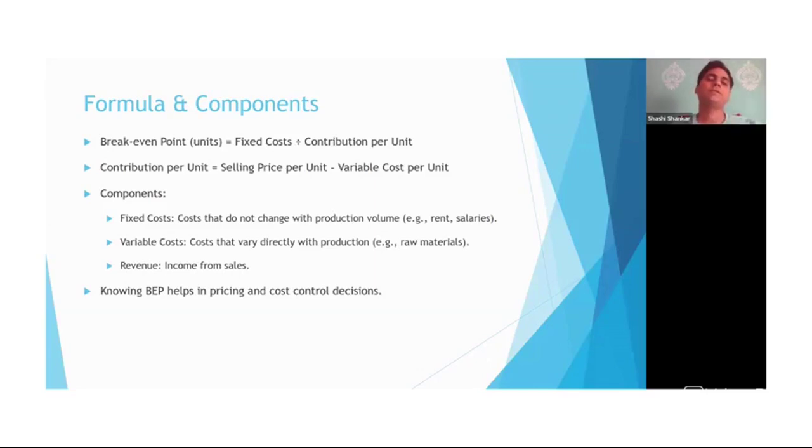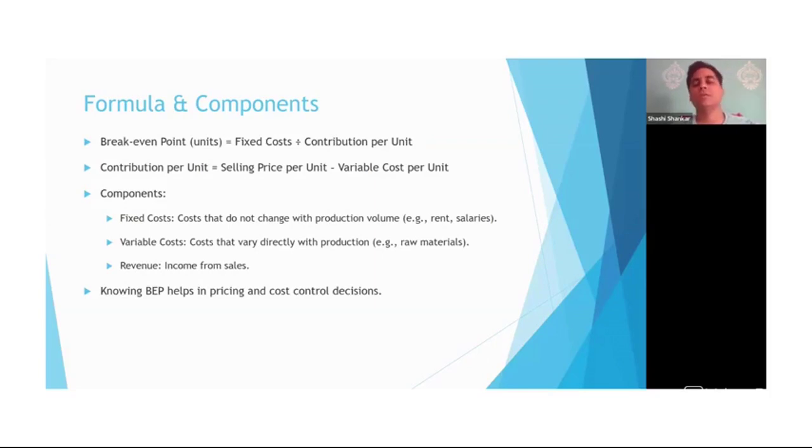Now the components which are required to calculate the break-even point. First one is fixed cost, that means cost that does not change with production volume. If you are talking about rent, or salary, even though there is less production, rent would be fixed and it would be charged. So it comes under fixed cost.